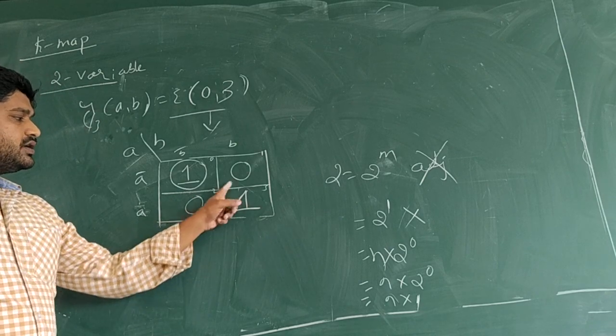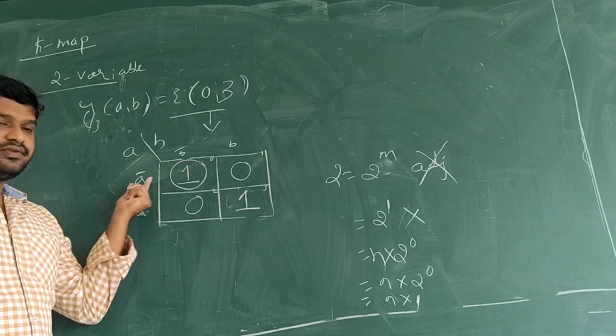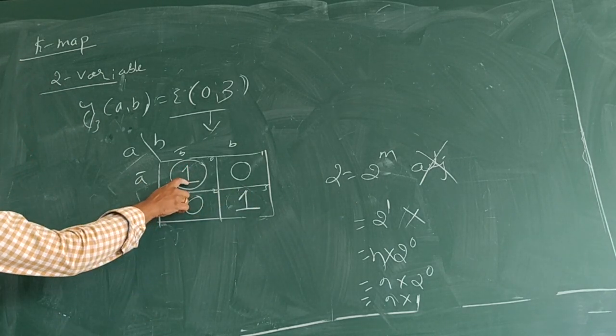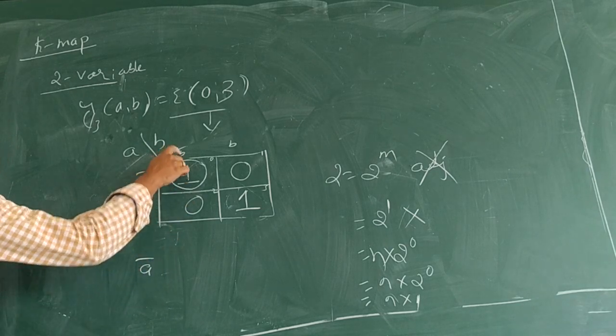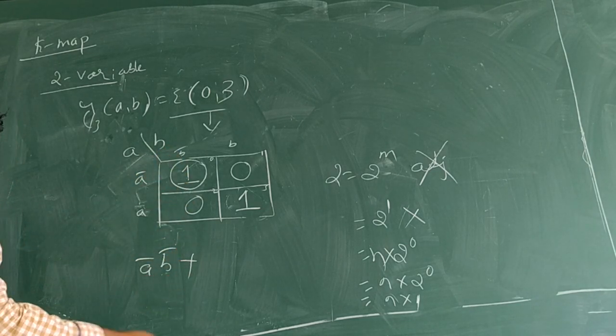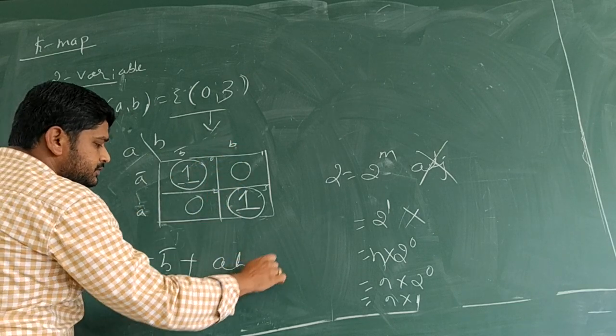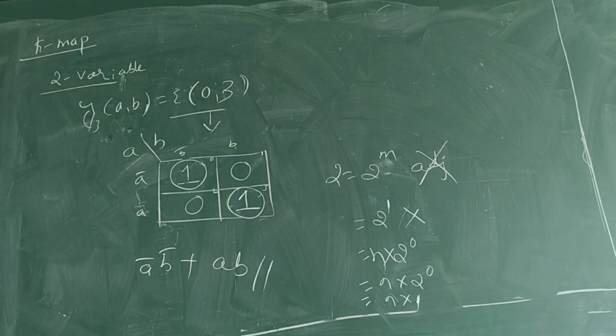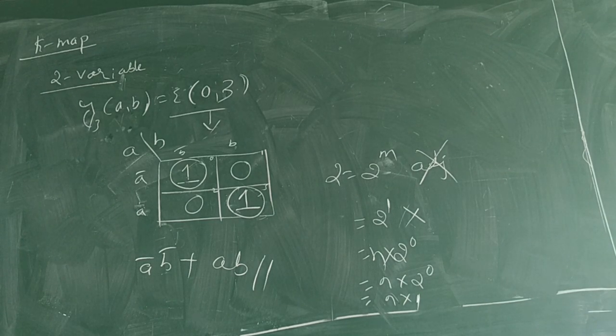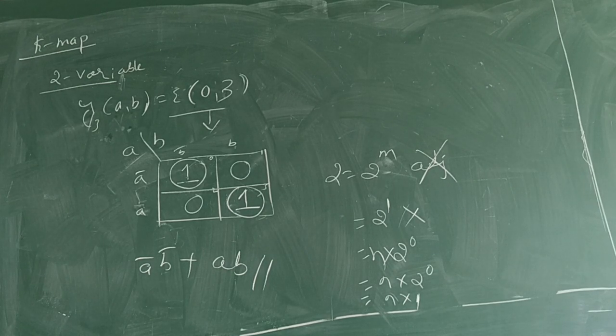So before you write covers separately, write the function. So what is this function? A bar into B bar plus, what is this function? A into B. It is not possible to simplify further, but we can write the XOR, XNOR representation, but for simplification, this is the last.